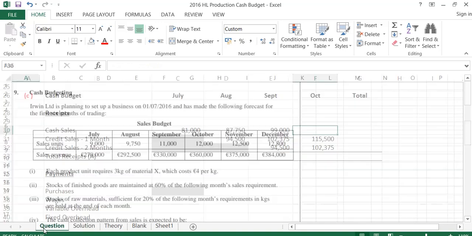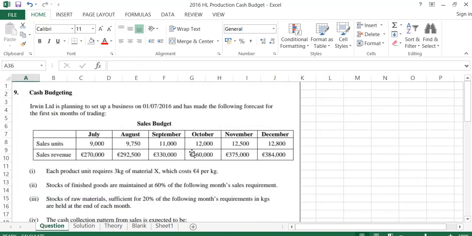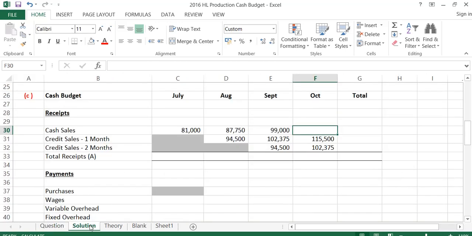And in October, I just have to work out the cash sales. So in October, total sales are 360,000 and 30% of those are for cash. So I just have to work that out. And I don't have to do November and December, so I only need to work out the cash sales for October. So now I'm just going to total these down and total them across.